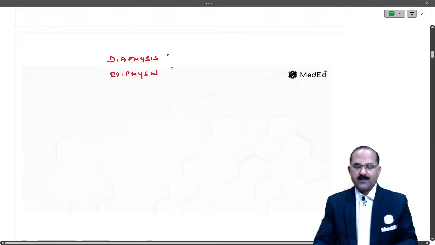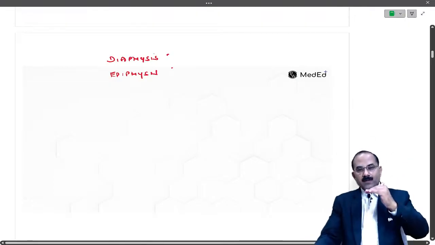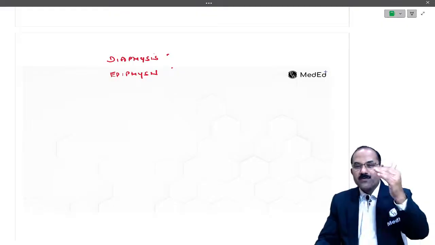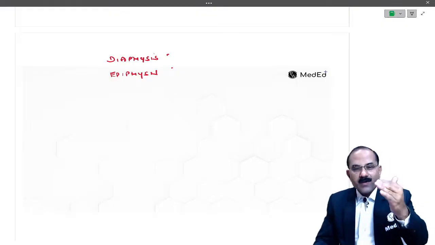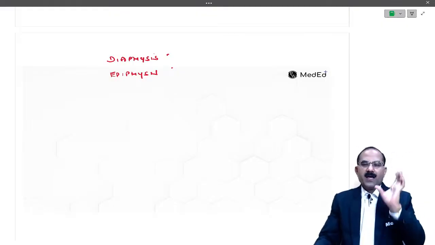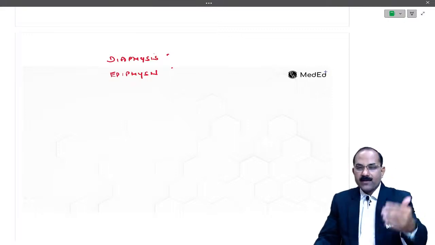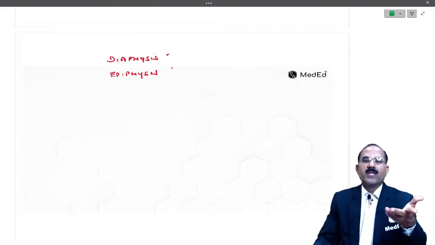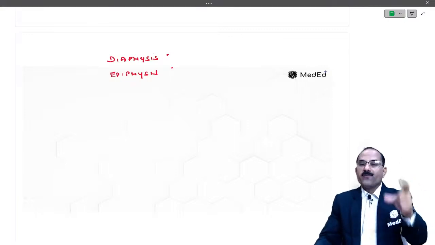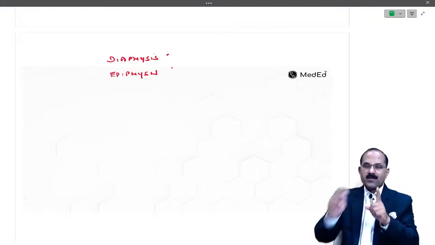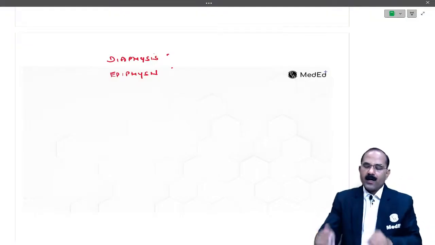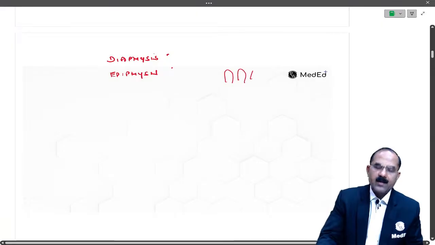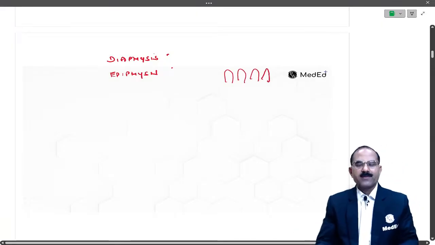So what is diaphysis? What is epiphysis? You have to write the end of the diaphysis which faces towards the epiphysis is known as metaphysis. And metaphysis is a part where the actual bone growth takes place. Infections are very common in metaphysis because the arteries undergo a hairpin bend. So you have to write that infections are very common here.